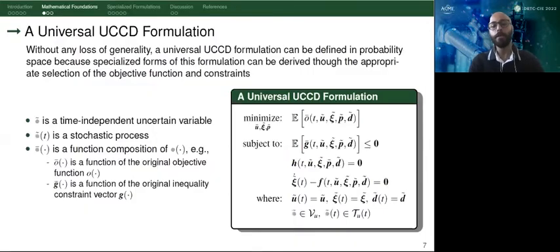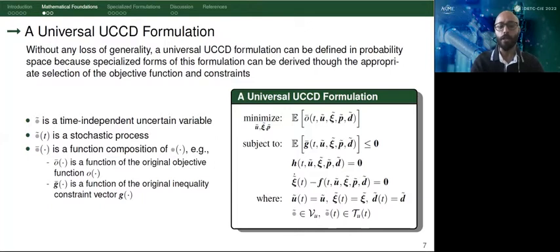With all of the preliminaries out of the way, we can discuss the universal UCCD formulation. Notice that this formulation here is described in the probability space, and we can derive various specialized UCCD formulations by the appropriate selection of the objective function and constraints. Notice that here, any uncertain variable is distinguished through the use of tilde. And in addition to that, any time that this tilde is accompanied by a t argument, that refers to a stochastic process.